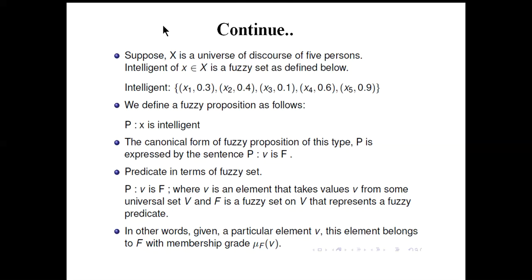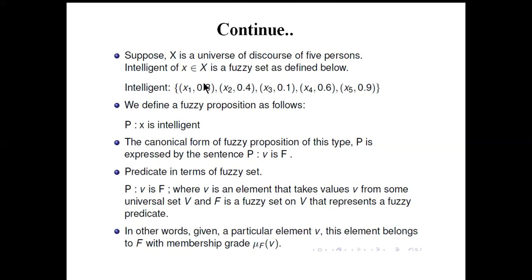Let's explain it with the help of an example. Suppose capital X is the universe of discourse of 5 persons. Then intelligent of X, where x belongs to capital X, is a fuzzy set defined by: x1 is 0.3, x2 is 0.4, x3 is 0.1, x4 is 0.6, and x5 is 0.9. So this is a proposition.